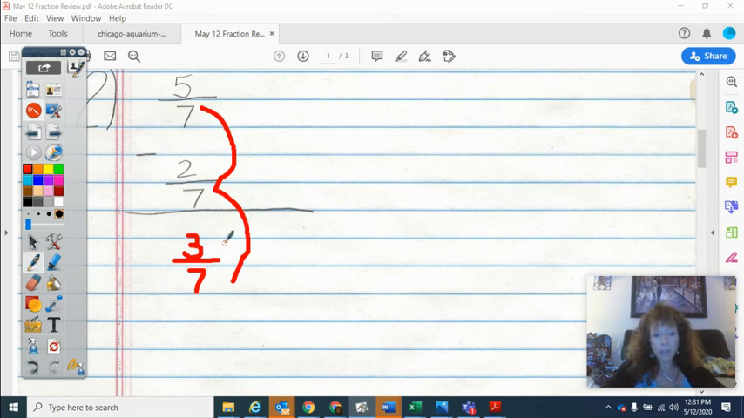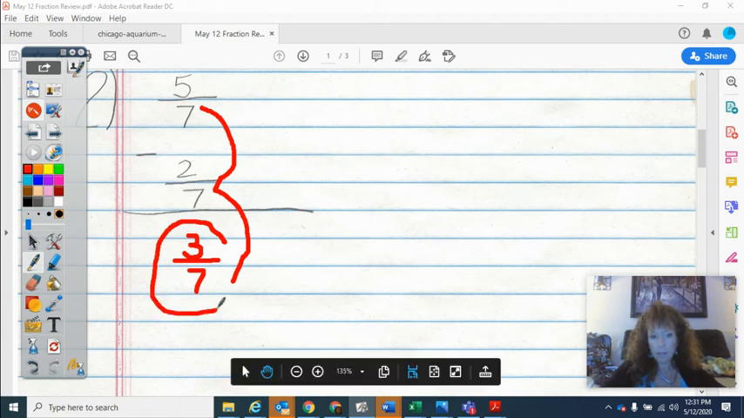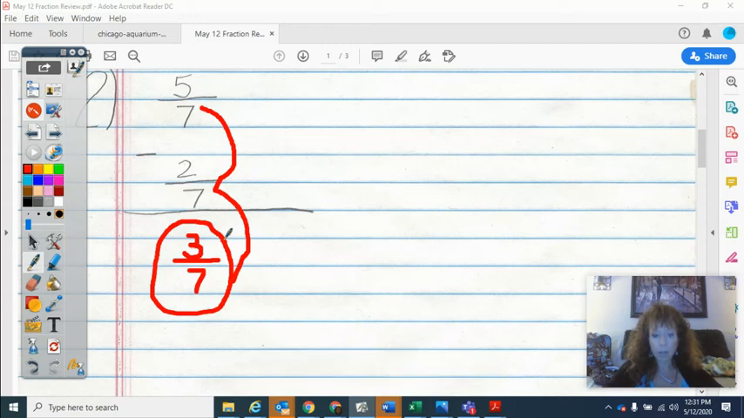Well, with fractions, when I get my answer, I always want to ask myself if it can be simplified. Meaning, is there a common factor between the numerator and denominator, a number that can be divided into 3 that can also be divided into 7? So the only number that goes into 3 and 7 evenly is the number 1. And we can divide by 1, but we're still going to end up with 3/7.